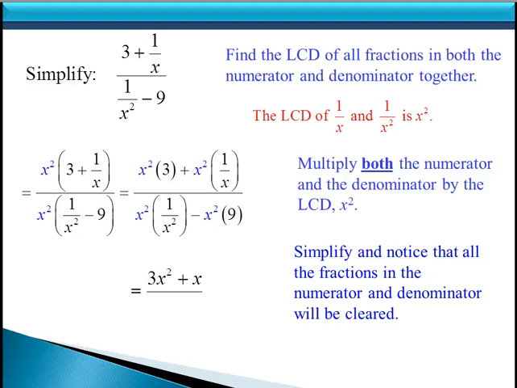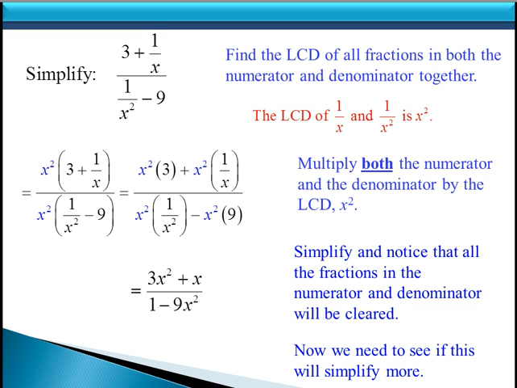Now we're going to do the same thing in the denominator, and we should get the same kind of result. Notice when you multiply x squared times 1 over x squared, you get x squared over x squared, which is just 1. So we'll have 1 minus 9x squared in our denominator. Notice there's no fraction in the denominator anymore. So now this is no longer a complex rational expression. So it is simplified somewhat, but we need to make sure we simplify it completely. So our next job is to see if this will simplify more. So we'll do that on the next slide.